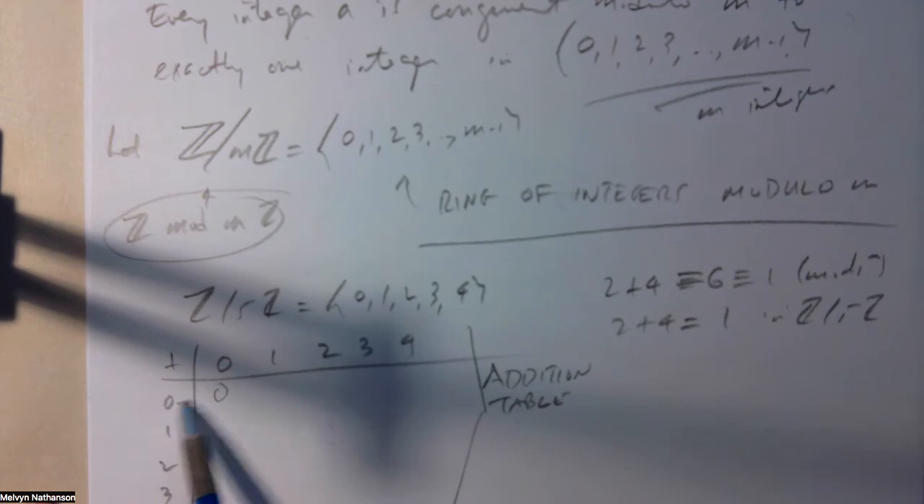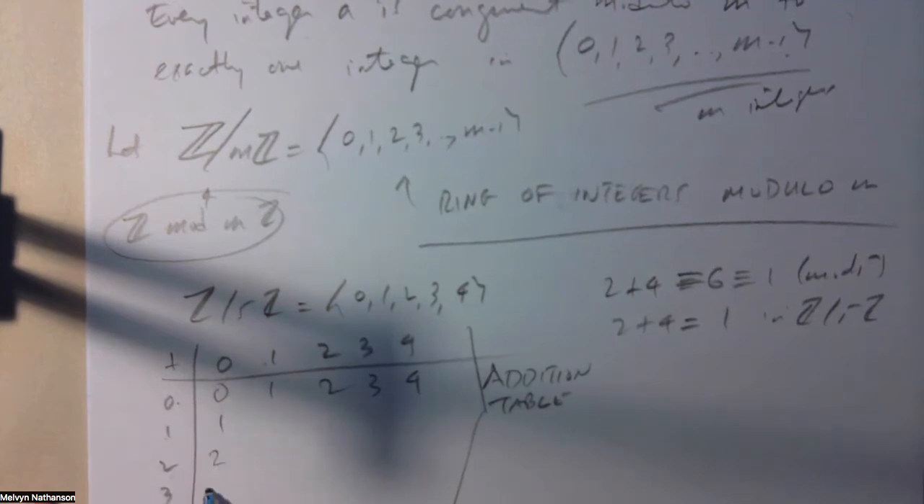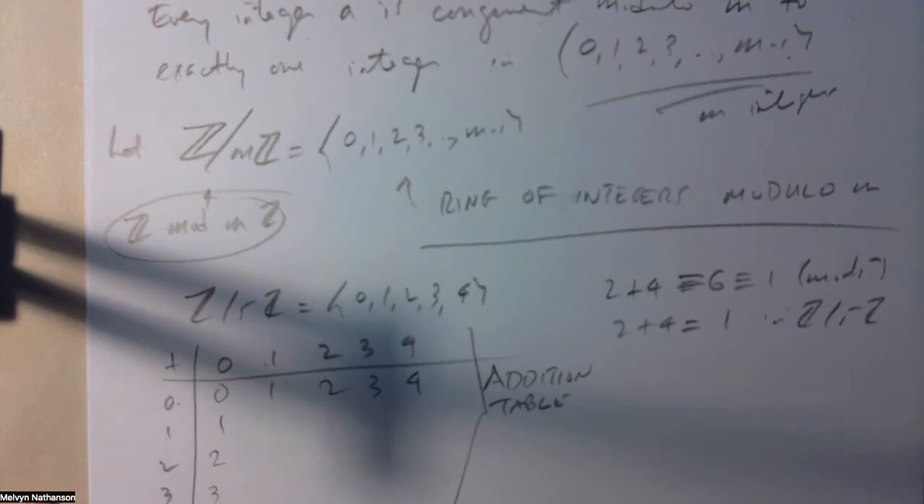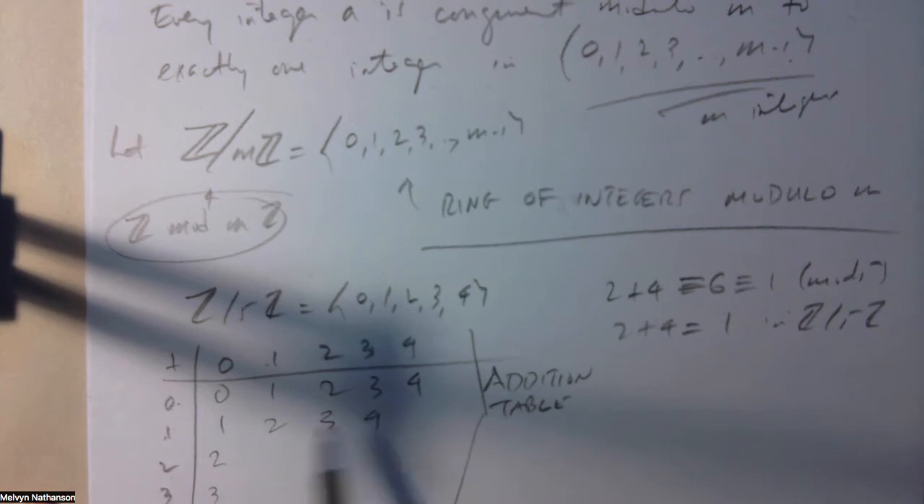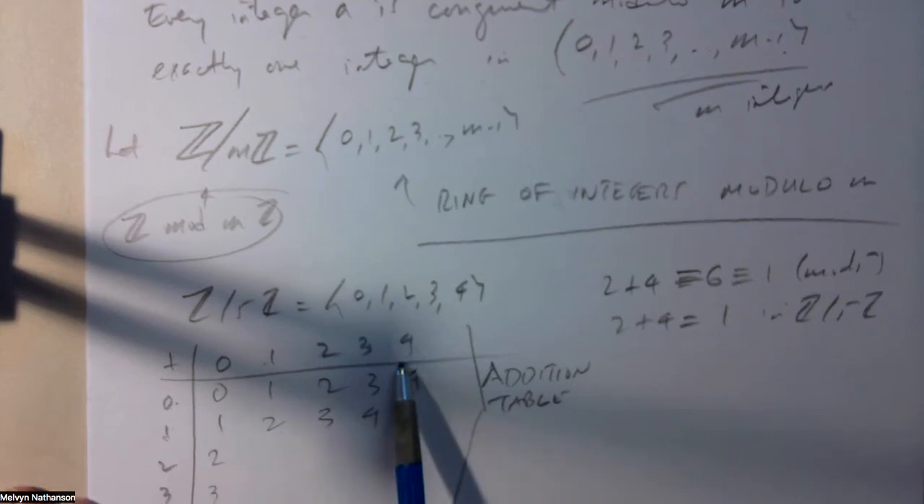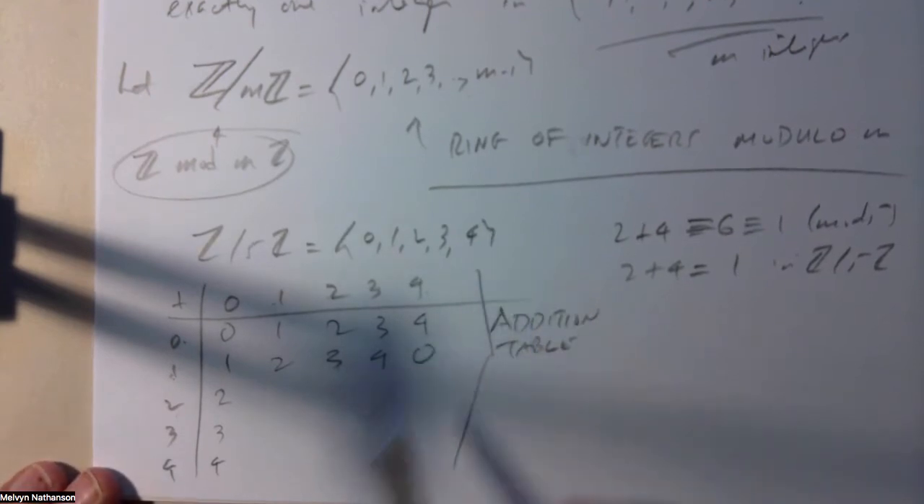Zero plus 0 is 0. 0 plus 1 is 1. In fact, adding 0 never changes anything. And this is 1 plus 0, 2 plus 0, 3 plus 0, and 4 plus 0. So this is the addition table. 1 plus 1 is 2. 1 plus 2 is 3. 1 plus 3 is 4. What is 1 plus 4? It's 5, but modulo 5, it's 0.